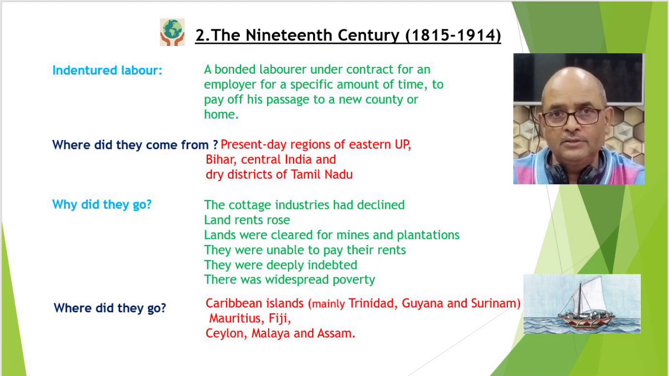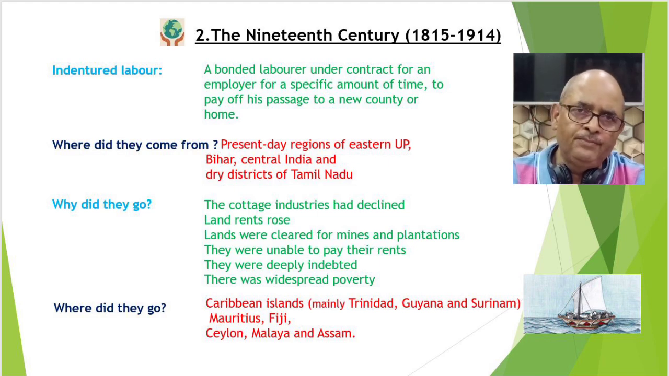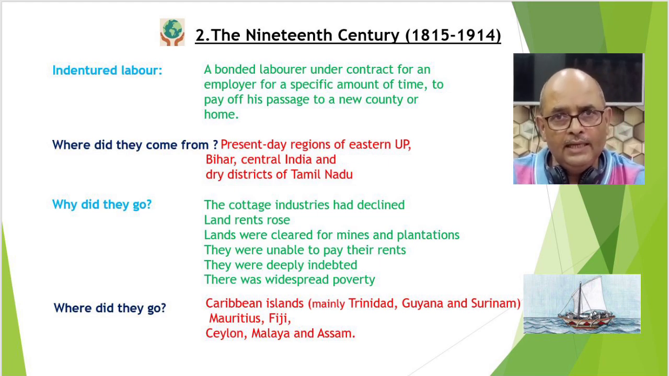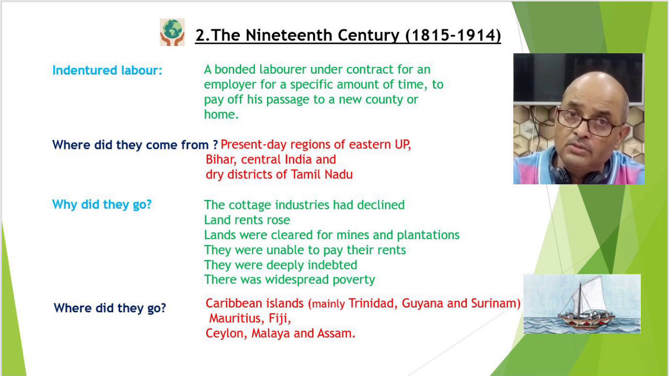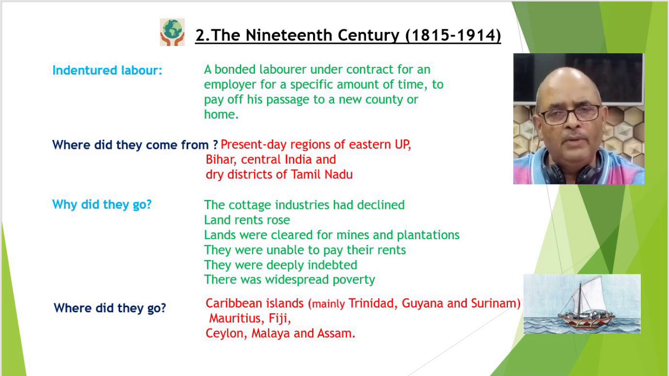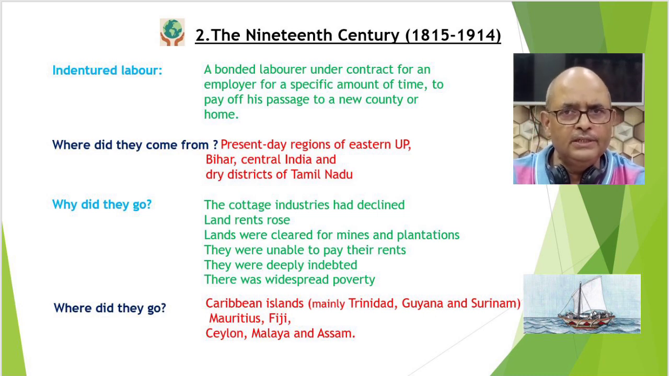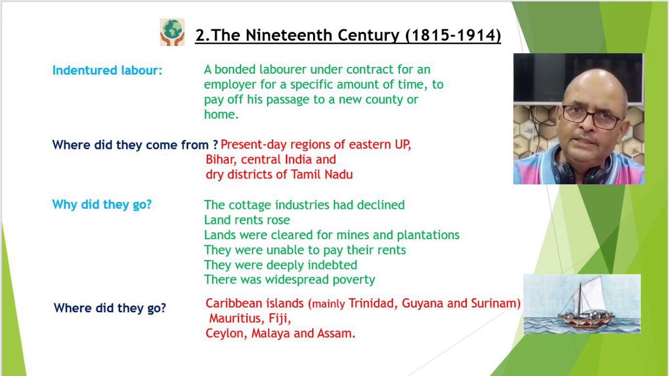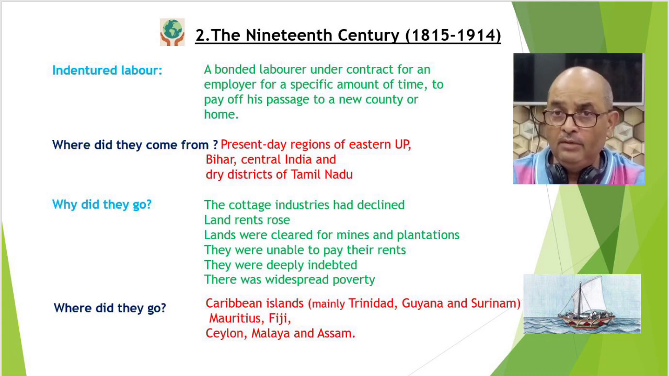Now the question is, why did they go? Students, in the mid-19th century, the cottage industries had declined. Land rents rose. Lands were cleared for mines and plantations. All these affected the lives of the poor in these regions. They were unable to pay their rents. They became deeply indebted. There was widespread poverty. So to escape from all these problems, they agreed to become indentured labor.